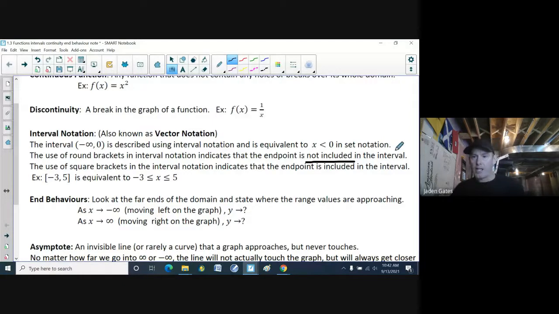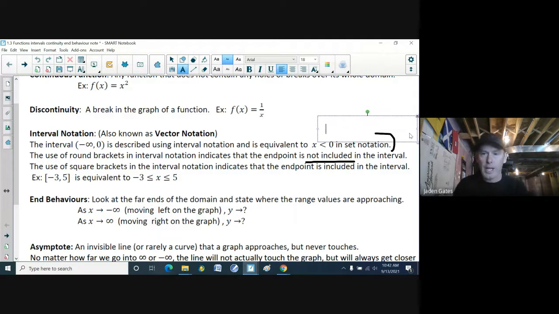So that would be a case of when we had an open circle when we did our number line. Now, the use of a square bracket in interval notation indicates that the endpoint is included. So again, that would be kind of when we had a closed circle on our number line. So that's the difference there.